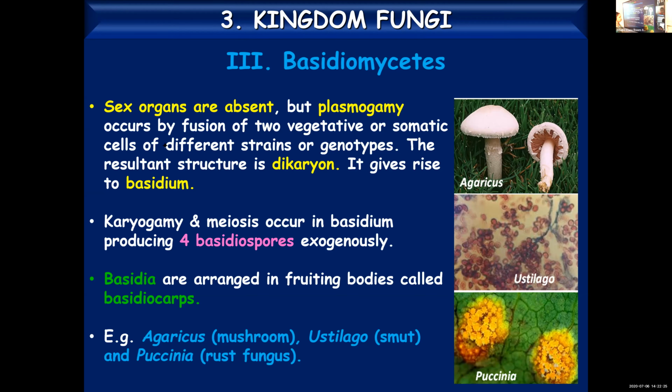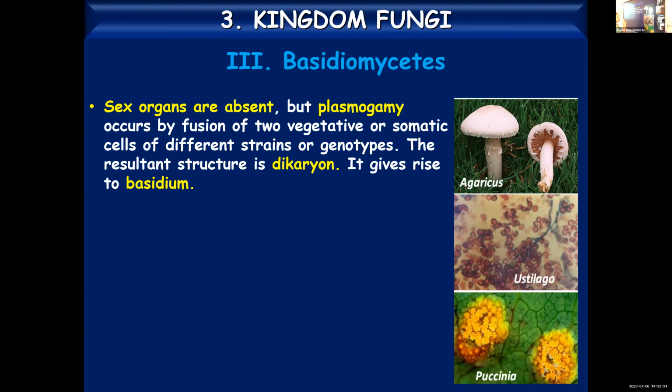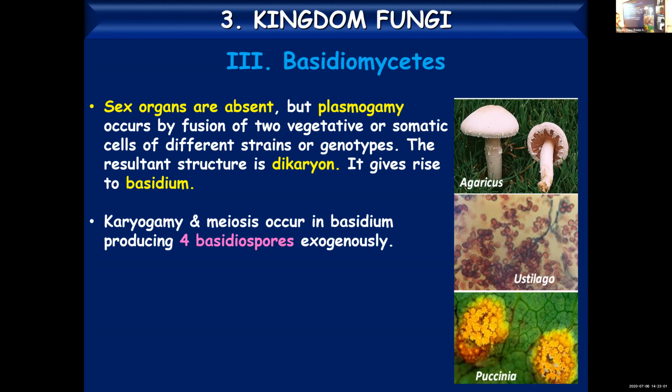Basidiomycetes. I'll repeat again, sex organs are absent here, but plasmogamy, the first stage in sexual reproduction, will take place by the fusion of vegetative cells. But plasmogamy does not immediately form a diploid zygote. Instead, it will form a dikaryotic phase. This dikaryotic phase is known as basidium. And inside the basidium, karyogamy will be completed and meiosis, the third step, will happen and result in the formation of 4 basidiospores. These spores are produced exogenously.